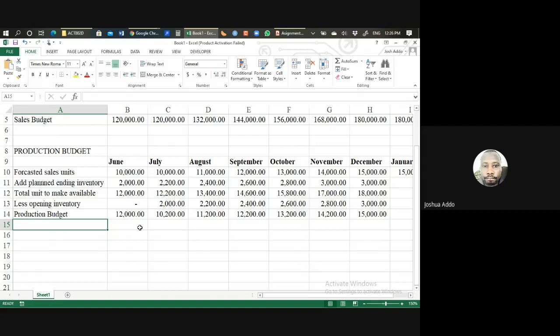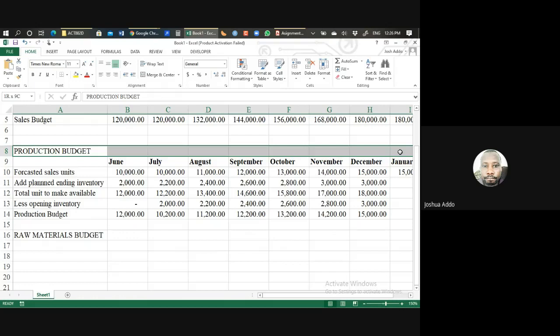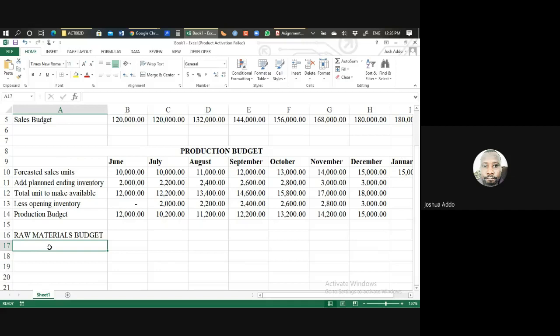Then we have to go and estimate the materials that we need to meet this production. So we do materials budgets, so raw materials budgets. Raw materials budget. Let me just set it. We can bring the months, so let me pick them from here and drag.